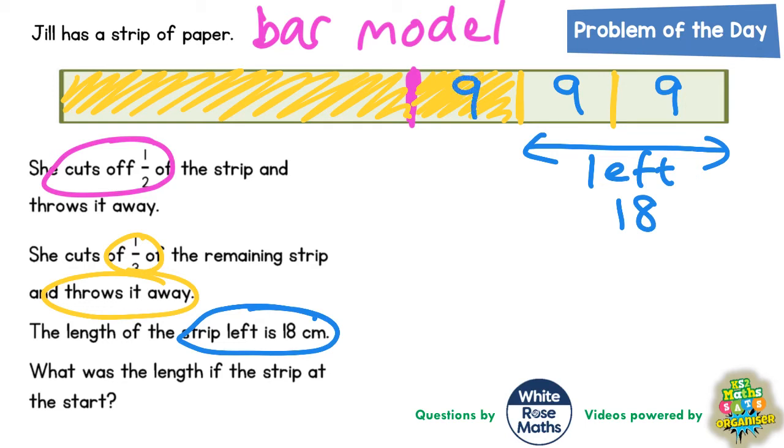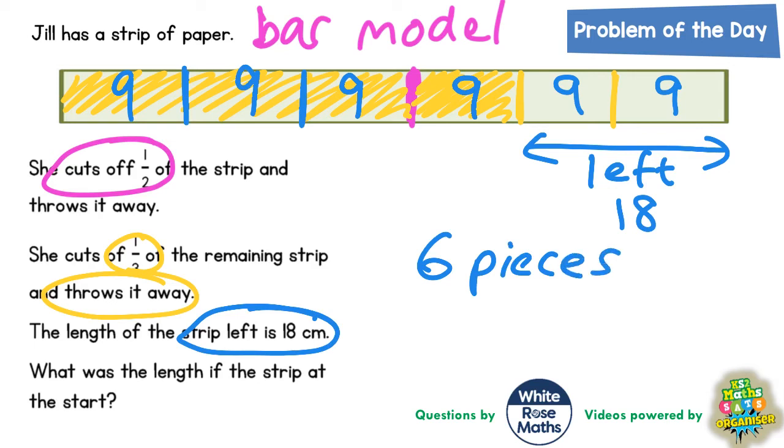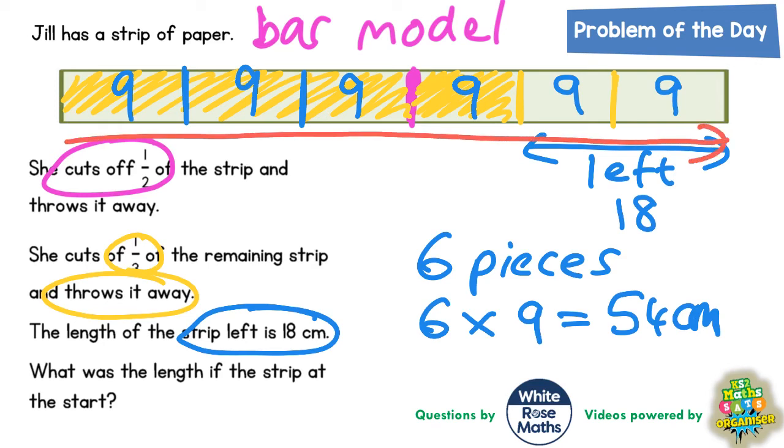But don't forget that these 3 9s are on half of the bar. So the other half would also contain 3 9s. So the original bar would now have been split into 6 pieces, with each piece being worth 9. So that would be 6 lots of 9, which is 54 centimetres. So the entire bar must have been worth 54 centimetres at the start. And that is our final answer.